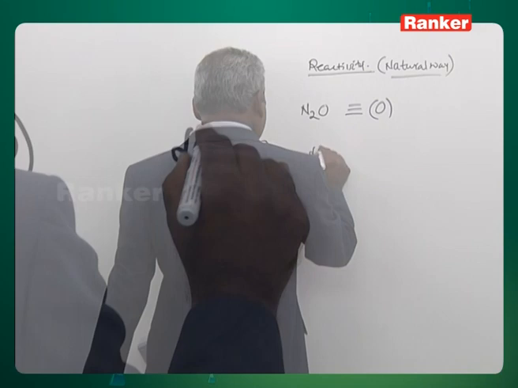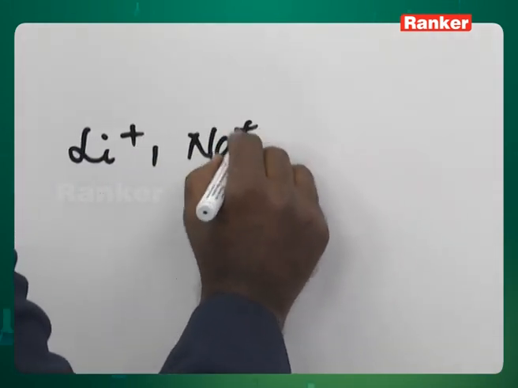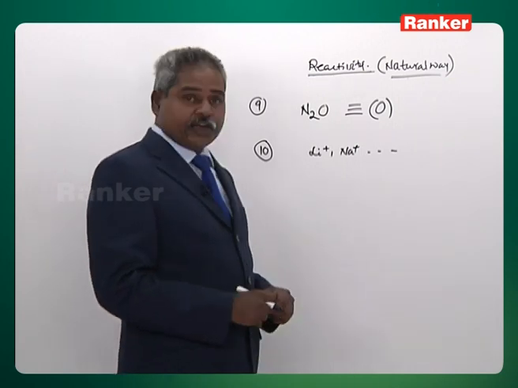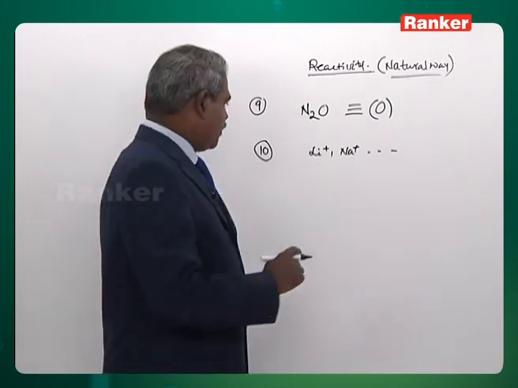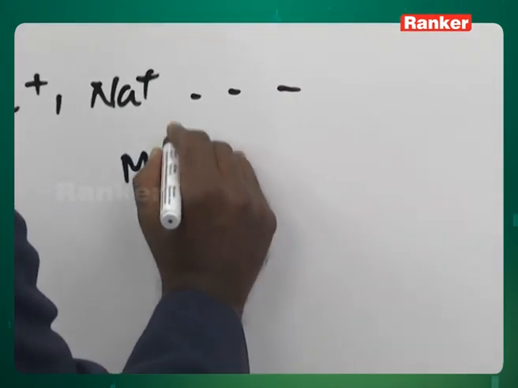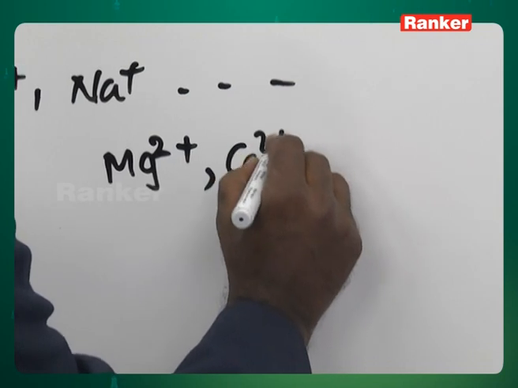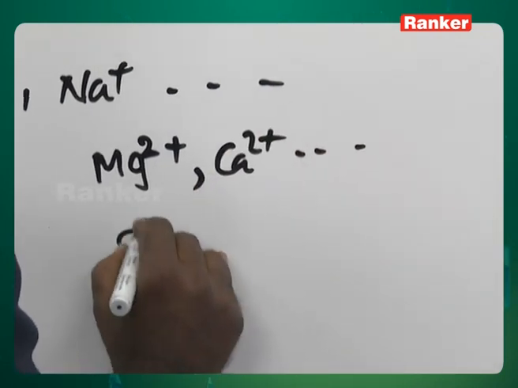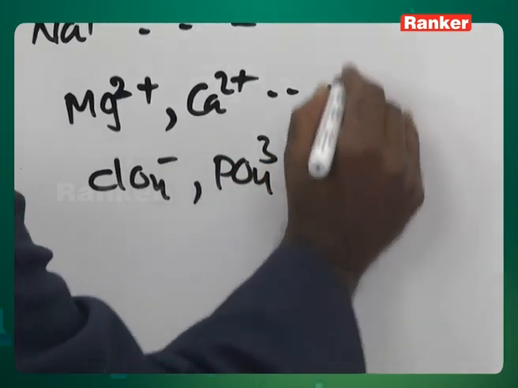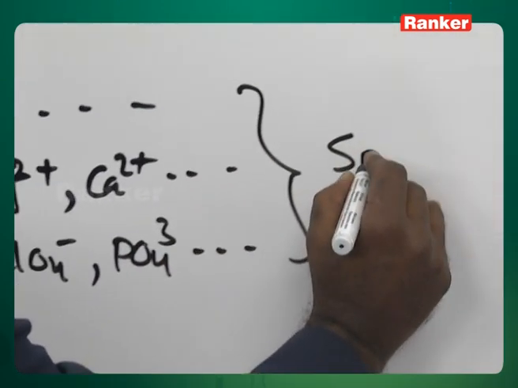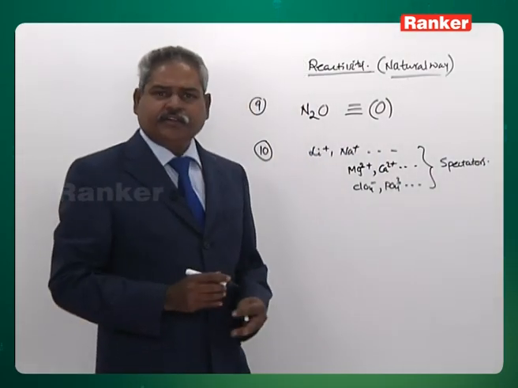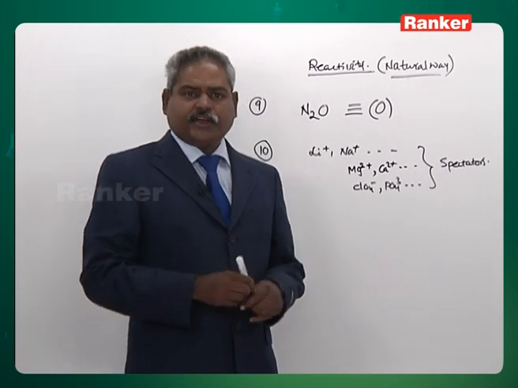Li plus, Na plus, etc. What do you get under this? All the first group: lithium, sodium, potassium, rubidium, cesium, francium, and starting from magnesium, Mg 2 plus, Ca 2 plus, all those in the second group. Perhaps ClO4 minus, PO4 3 minus. These are all spectators. Spectators, they have no reactivity whatsoever. They don't react at all.